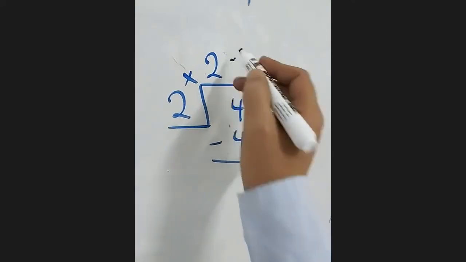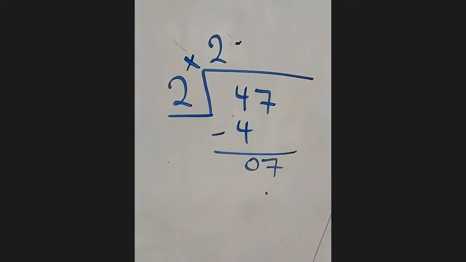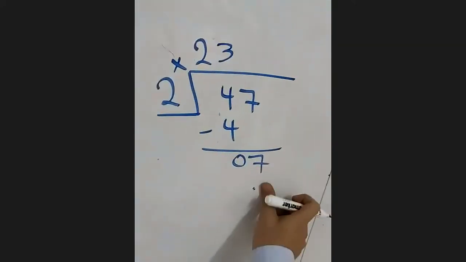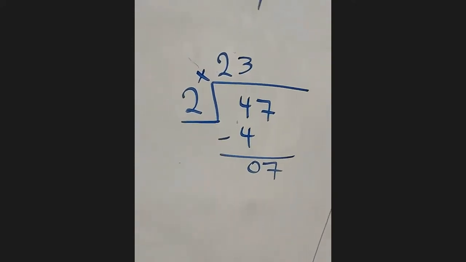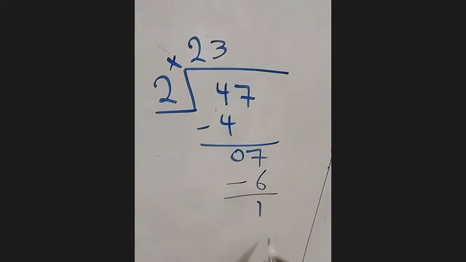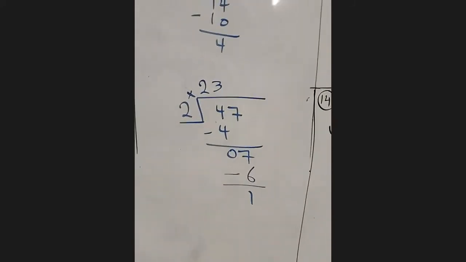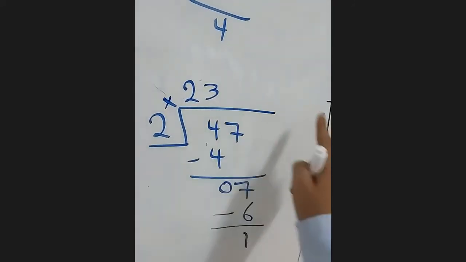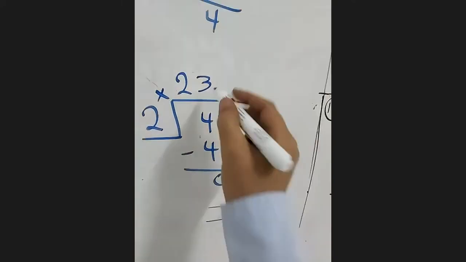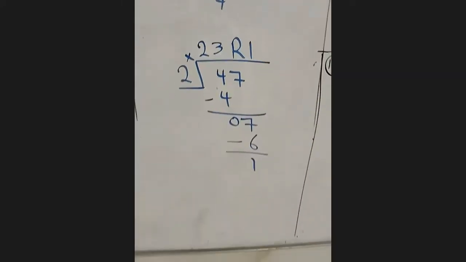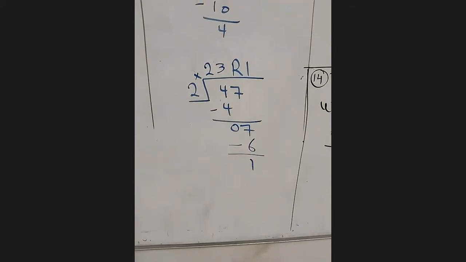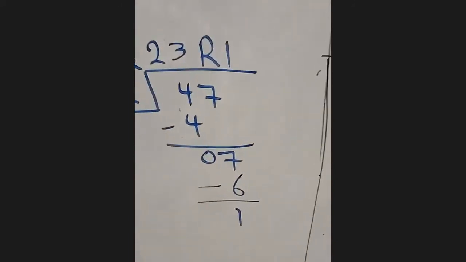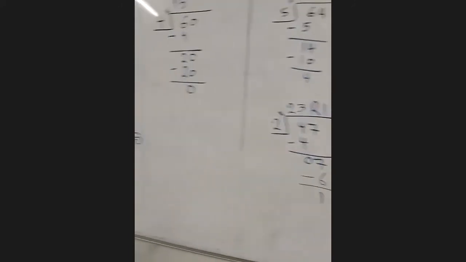So what do I put here to get 6? 3. So 3 multiply 2, how much is it, Shoman? 6. Subtract. What's the answer? 1, remainder 1. The answer is 23, remainder 1. Do you understand it? Yeah. Now do practice more. You will be better with it, inshallah. Okay guys, thank you so much.